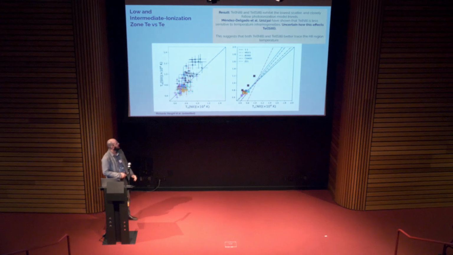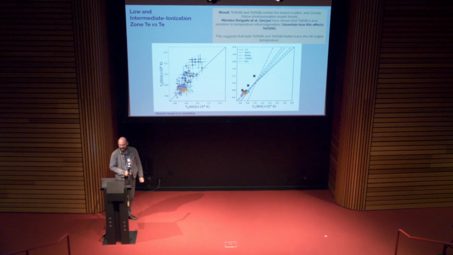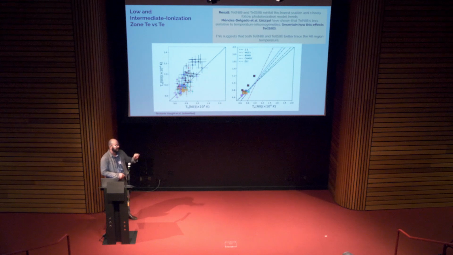Next, we compared nitrogen-2 to sulfur-3, which is the intermediate ionization zone, and we see that these have the lowest amount of scatter and at least tend to follow empirical trends from photoionization models. A recent paper has suggested that nitrogen-2 is not affected by temperature fluctuations, but there's uncertainty on whether this would affect sulfur-3. So the tight relationship between these two temperatures really suggests that nitrogen-2 and sulfur-3 may be better tracing the average, or the overall, H2 region temperature.